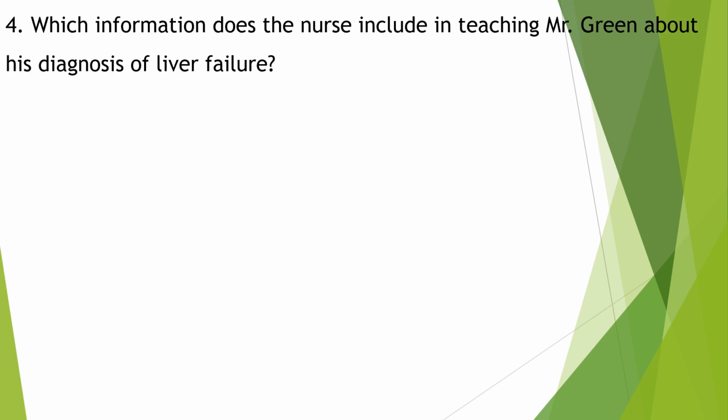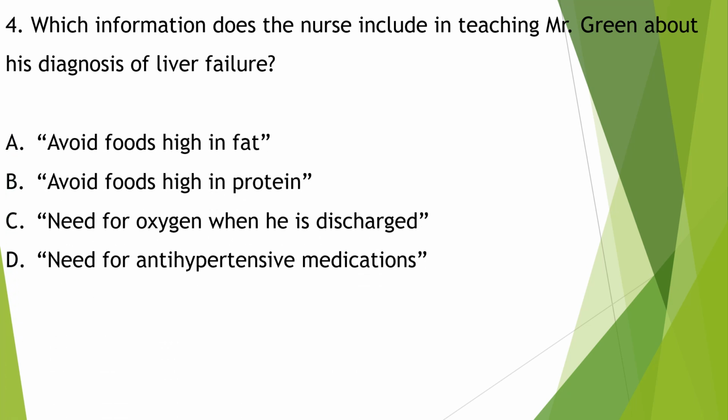Which information did the nurse include in teaching Mr. Green about the diagnosis of liver failure? Avoid foods high in fat, avoid foods high in protein, need for oxygen when he is discharged, need for antihypertensive medication. Patients with liver failure should eat a balanced diet. Too much protein in the diet will result in an increased amount of ammonia in the blood. In liver failure, the liver is unable to process this ammonia and it can lead to changes in mental status. So here you need to tell about avoiding foods high in protein.